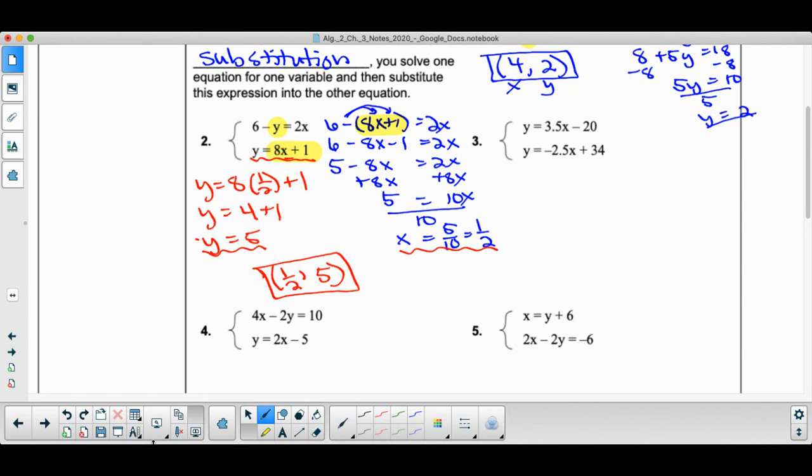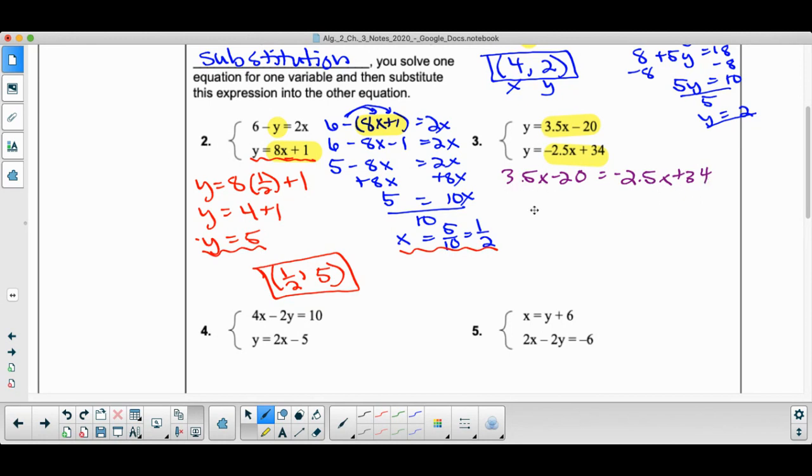All right, number 3. Now, equations that look like this are kind of nice because they both are equal to y. So since both of these are equal to y, we just have to set them equal to each other. So we are going to take 3.5x minus 20 and set it equal to negative 2.5x plus 34.